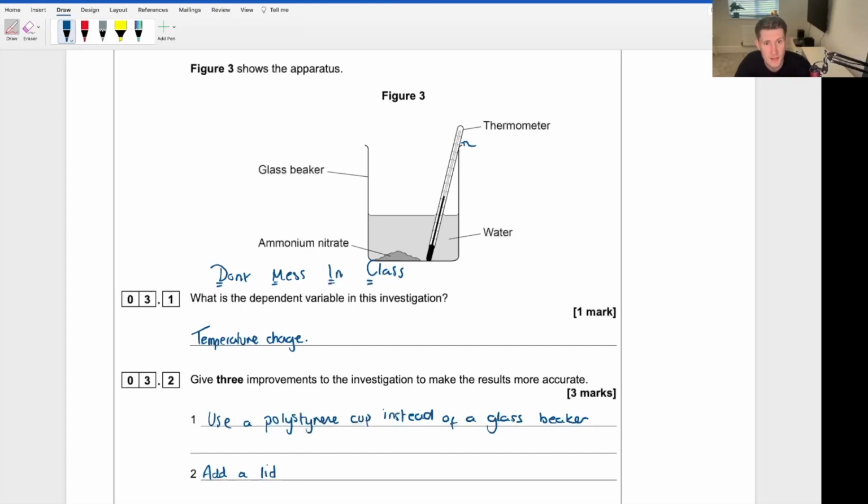Now there are other answers available. I'm going to put the mark scheme in the comments below, and the same goes for all these questions. There are other answers you could give, but I'm giving the ones that I would do if I was in this assessment.